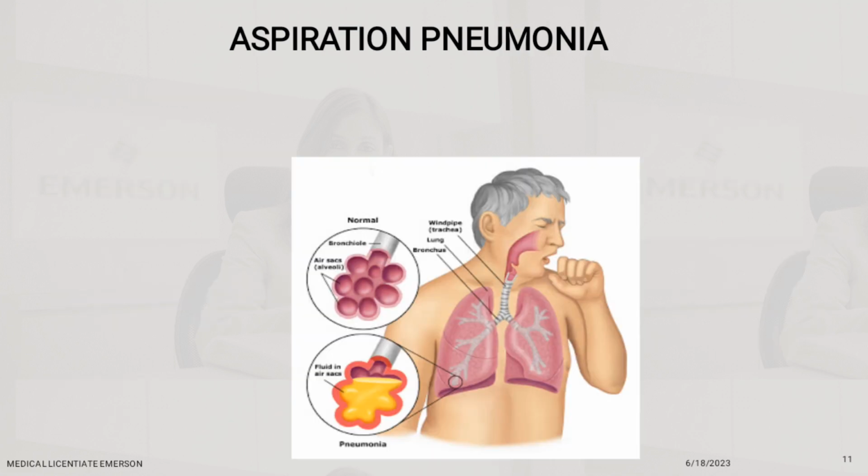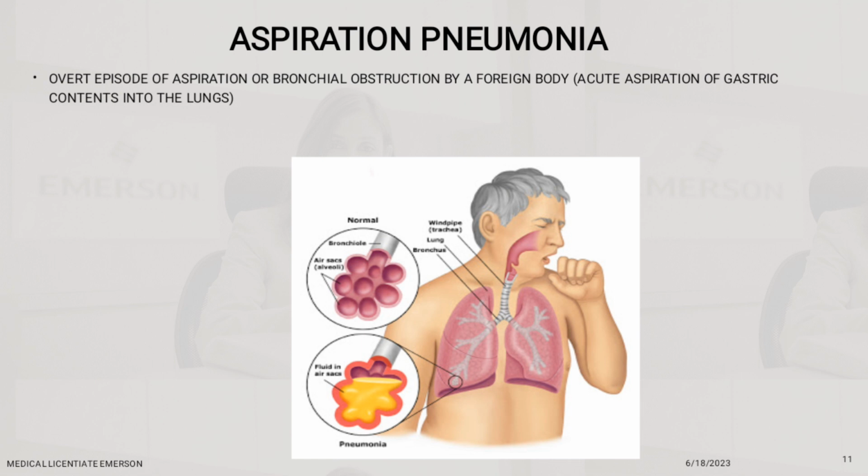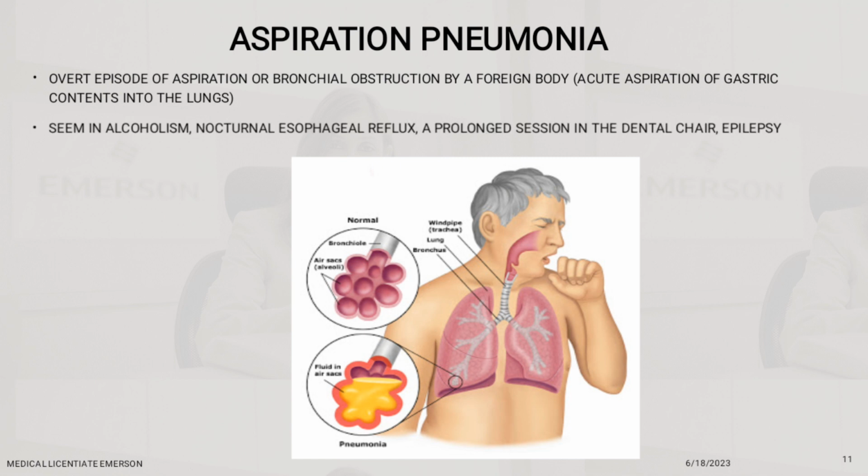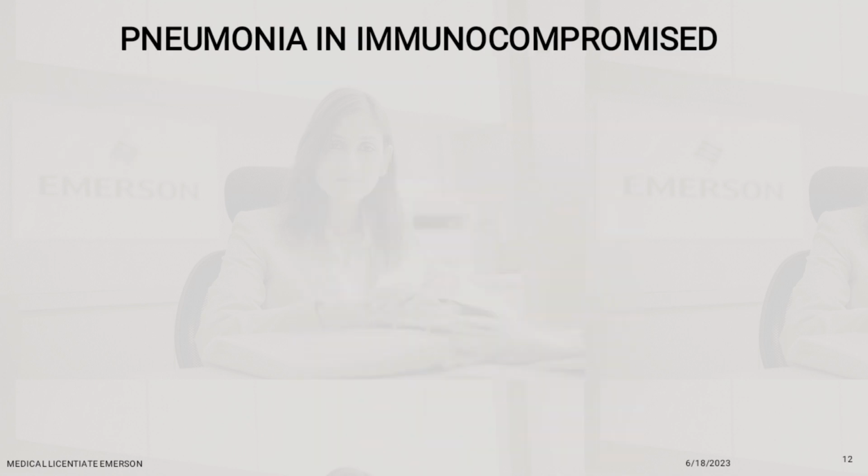Okay, then you can also talk about aspiration pneumonia, which occurs in an overt episode of aspiration or bronchial obstruction by a foreign body. So there will be acute aspiration of gastric contents into the lungs. It is also seen in alcoholism, nocturnal esophageal reflux, prolonged tension in the dental chair, and also in epilepsy. It is usually caused by anaerobic agents.